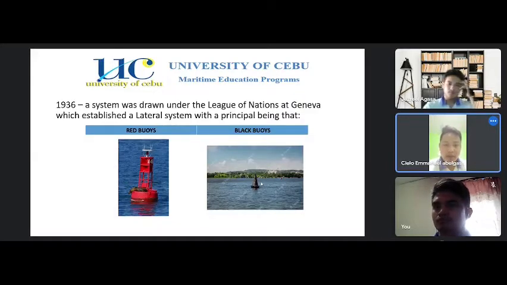In 1936, a system was drawn up under the League of Nations at Geneva, which established a lateral system. This is an example of the red buoys in the left picture, and the right picture is an example of black buoys.